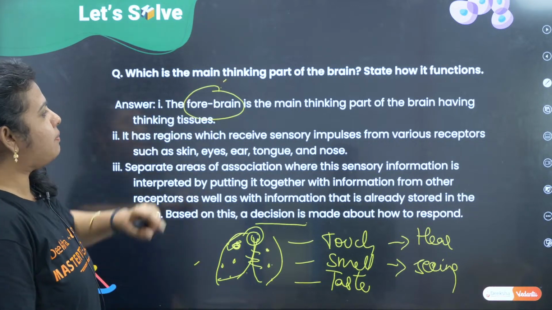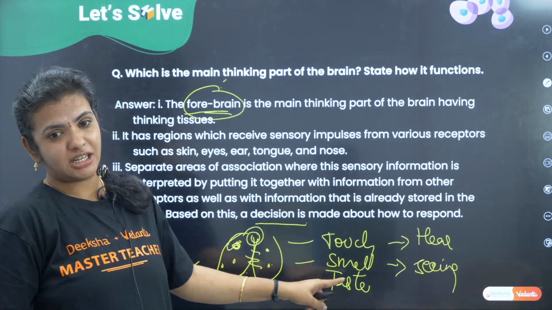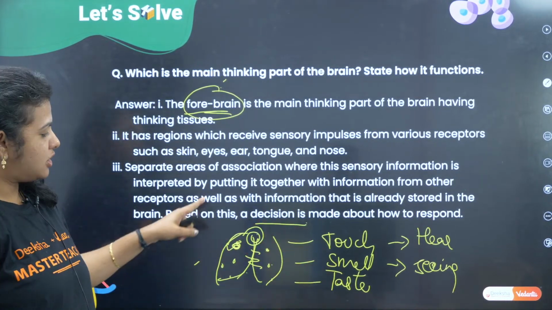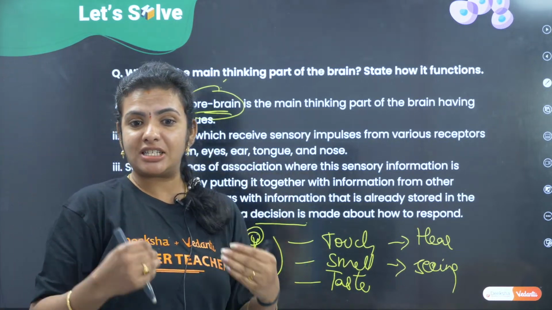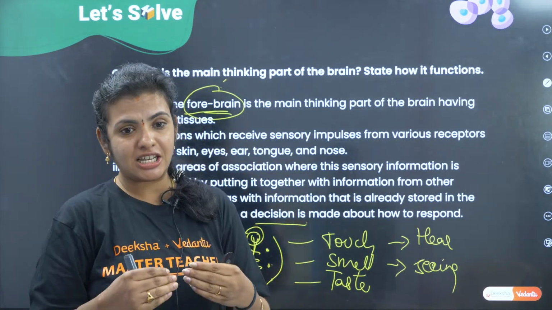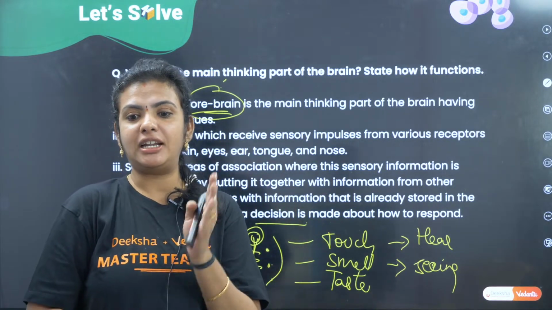So, the main thinking part of the brain is the forebrain. The reason is all the receptors for all the sense organs are going to be present in the forebrain. The forebrain, once it receives the signal, is going to process this, and then it is going to give you a response, and then you will make a decision.